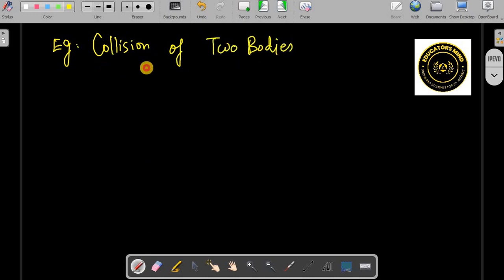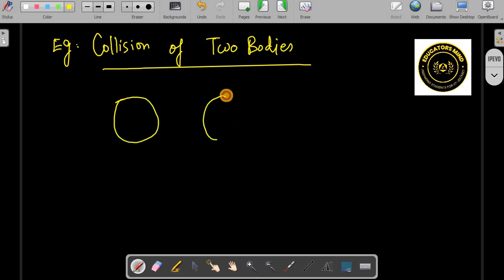So if you take a collision example, let's say this body and this body, they are going to collide with each other. If the bodies collide, let us say this is another body, they may not be exactly spherical, but when they collide, there is some force acting on this and the same force will be acting on this, right? So let's say this is like a normal force, contact force.